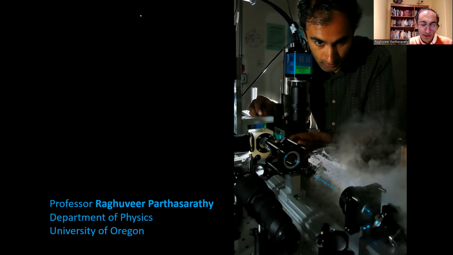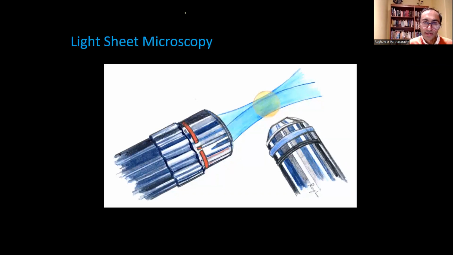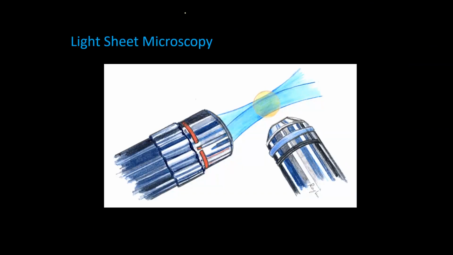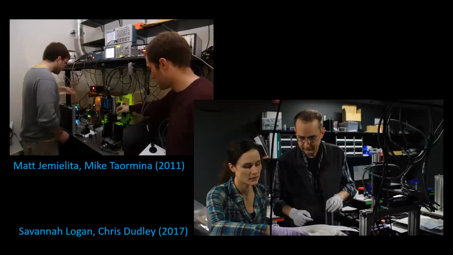So to do this sort of thing, we need flexible, customizable microscopes that are very good at three-dimensional imaging. So this one here is called a light sheet microscope, and it works by sculpting light into a thin sheet and scanning that sheet to construct a three-dimensional image. So a handful of us, mostly students at the University of Oregon, some of whom I'm showing here, built this microscope over the past several years.